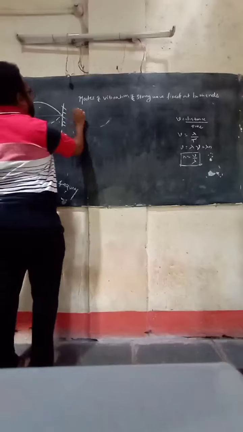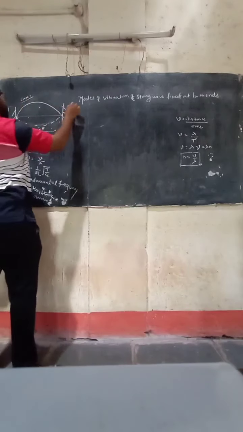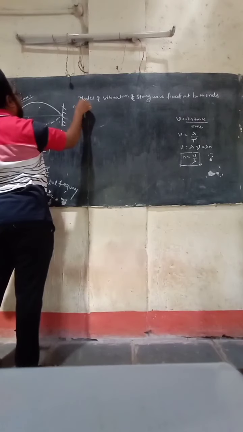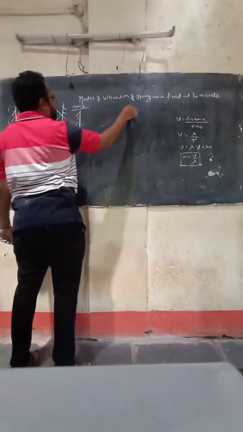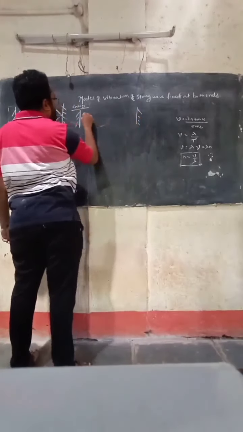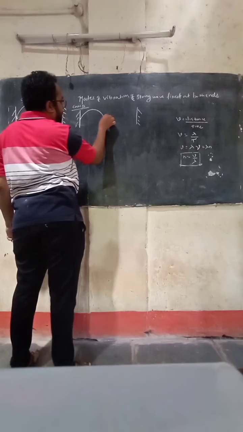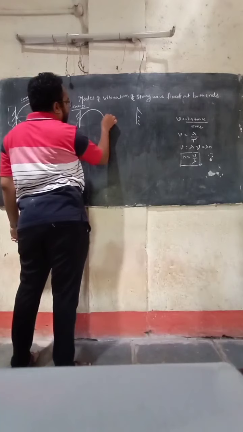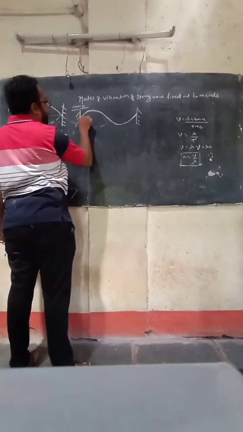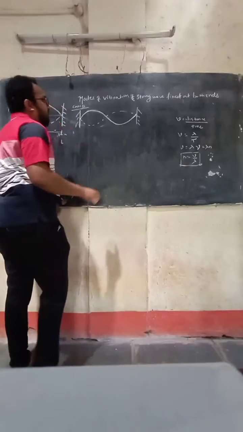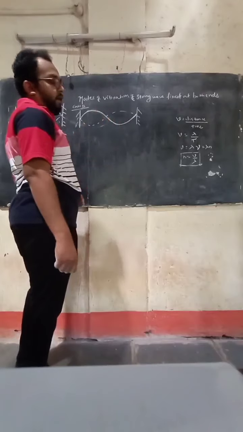नाउ सेकंड केस बघूया आपण. केस 2. दिस इज द केस 1. केस 2. सपोज इथे एक नोड आहे, मध्ये क्रेस्ट आला, आणि इथे परत नोड आला. म्हणजे दोन नोडच्या मध्ये दोन अँटी नोड पण आले आणि एक नोड पण आलेला आहे.